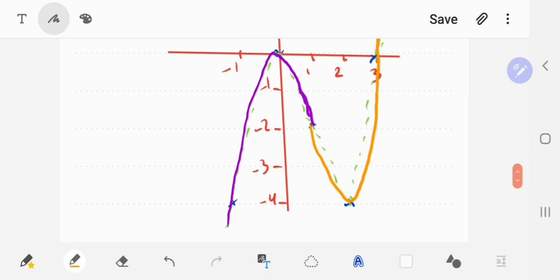Our next example, inshallah, will be about rational functions. That's something that includes vertical and horizontal asymptotes. And good luck.